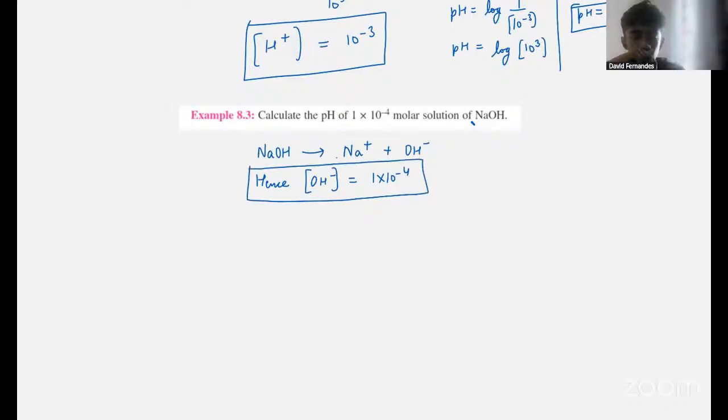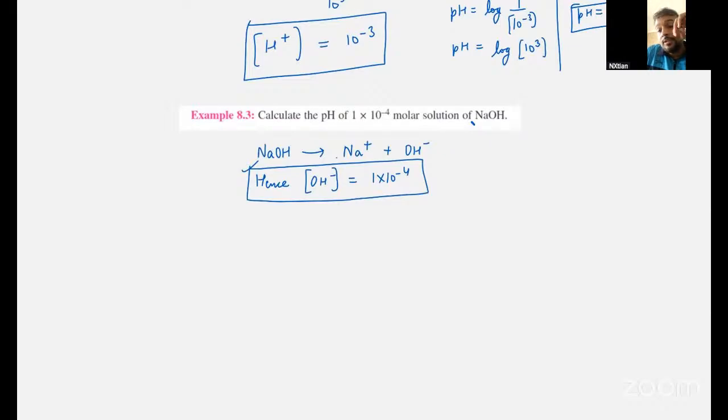So one question: why is it OH minus? Because what solution is there? NaOH. So NaOH will release what ions? OH minus ions only, no? That is why it is not H plus ions, it is OH minus ions. That we have to check. pH is based on H plus ions, but in this solution we are getting OH minus ions from the solution. Got it?